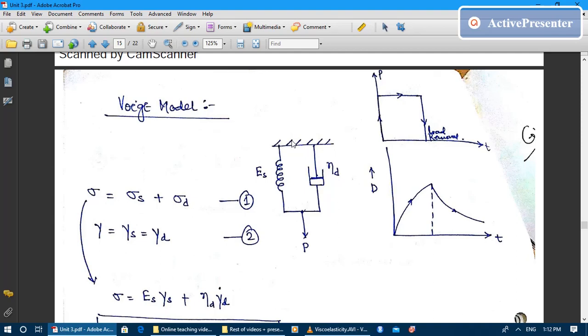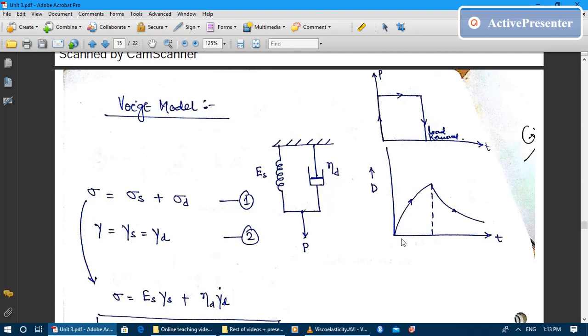Now let us see the time deformation curve. This is the load P that was applied at time t equal to 0, and it was applied for a certain duration of time t, then the load was removed, and the load versus time curve will come to the x-axis, or the time axis, where load is 0.